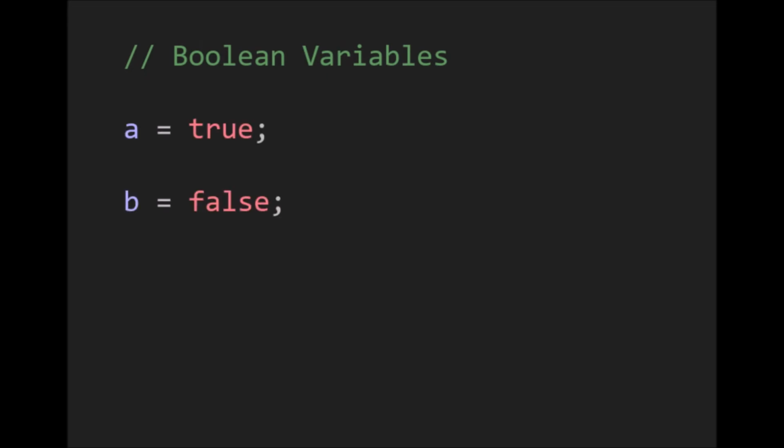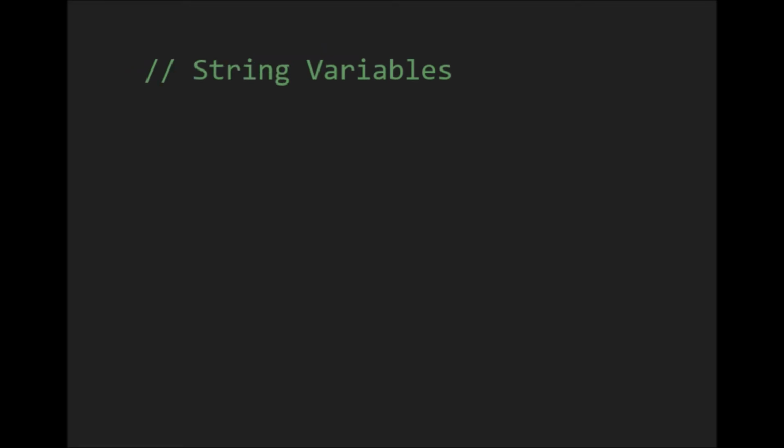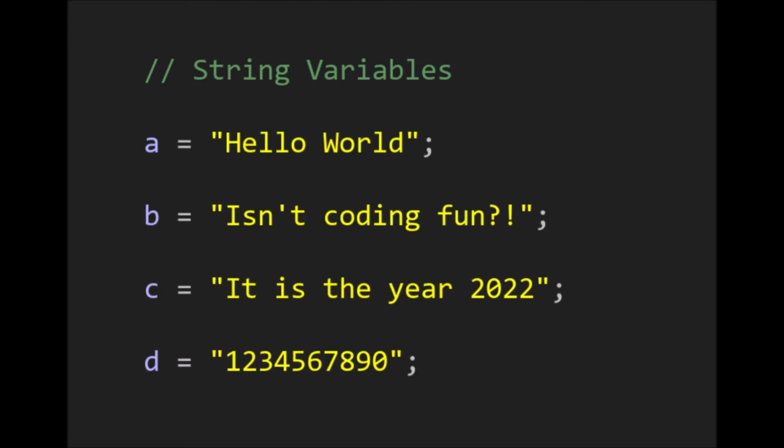True meaning valid, and false meaning invalid. Easy, right? A string variable is a variable only containing text. A string is any number, letter or special characters, typed between double quotes. Here are some examples of strings. Notice that even the variables with numerals are strings.